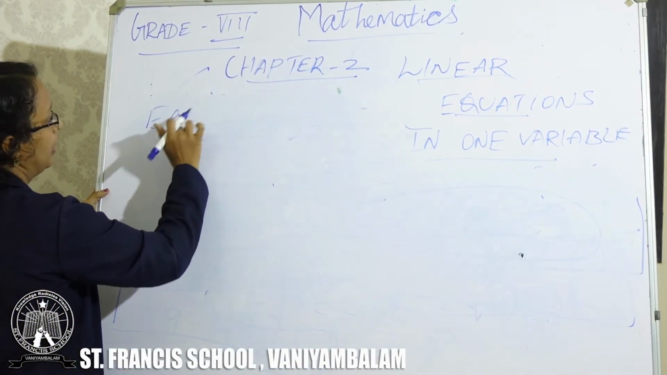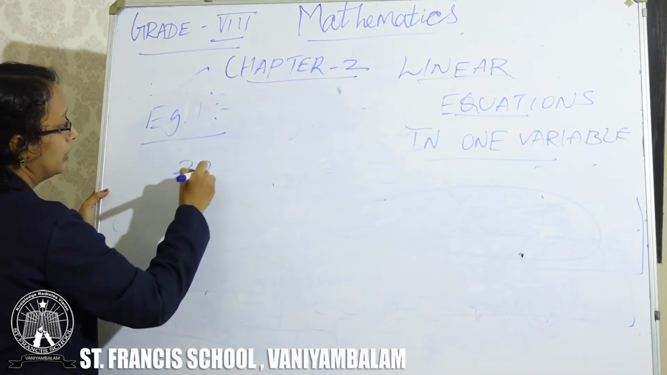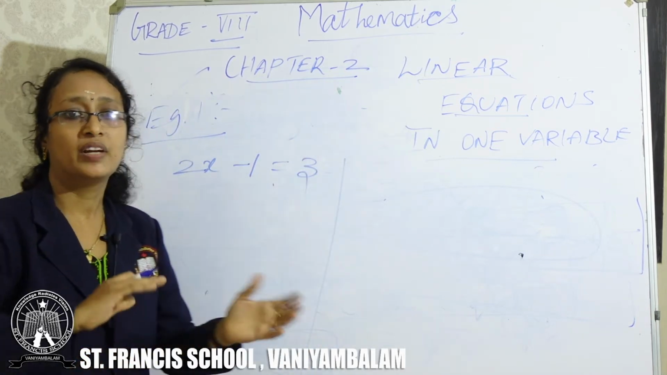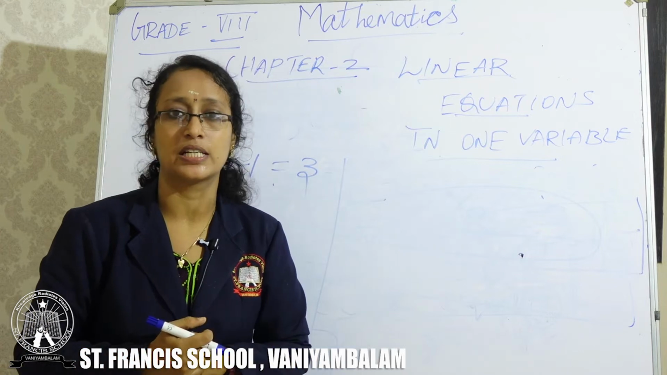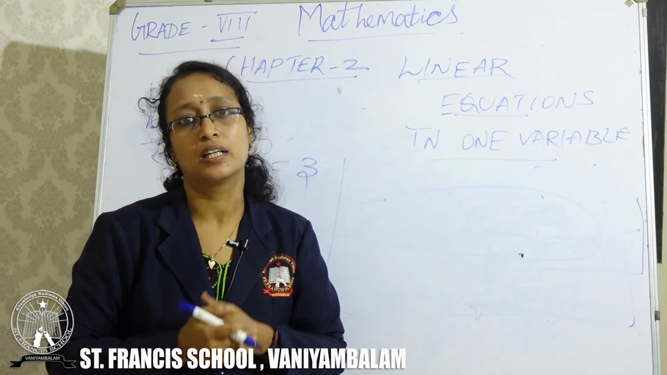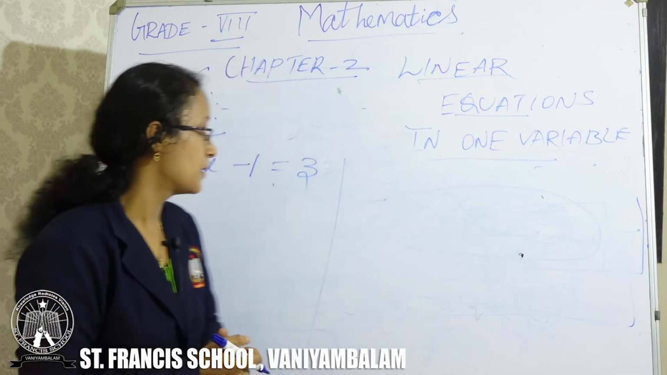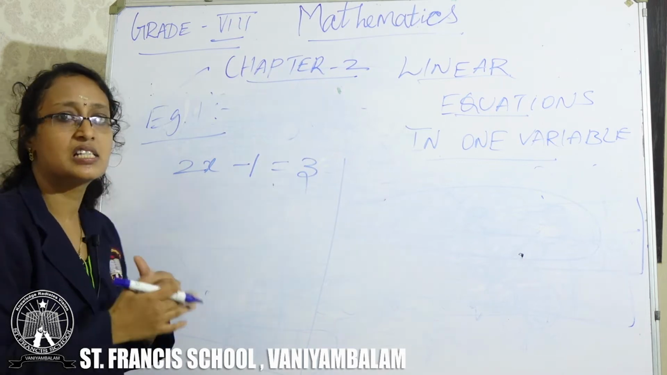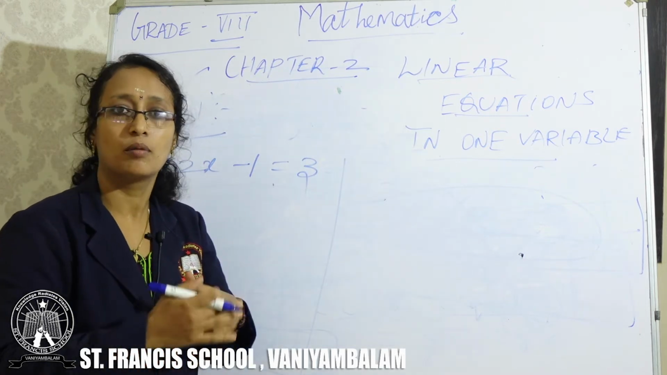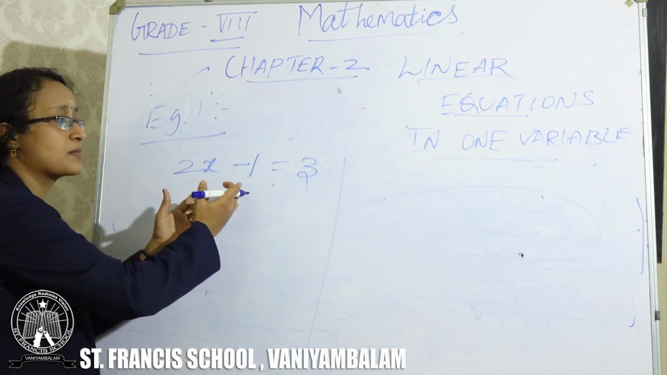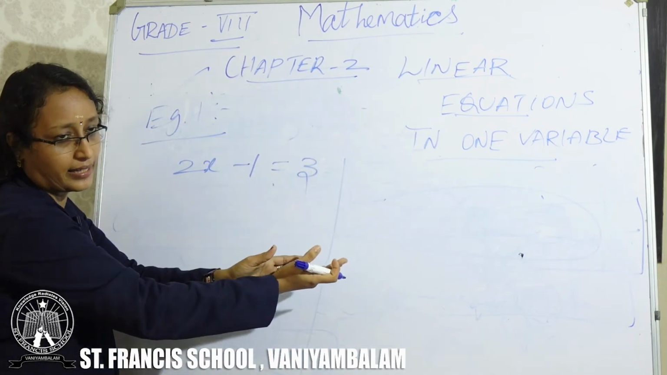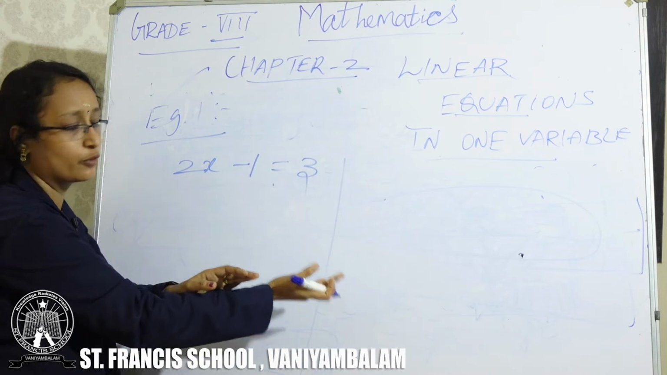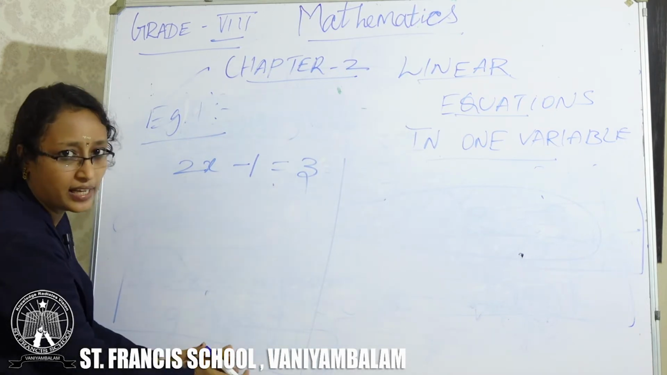Example 1: 2x minus 1 is equal to 3. We can solve this equation in two methods. Do you remember the first step method you learnt in the previous class? One method is the first step method, and the second is the normal way of solving the equation. You take the constant minus 1 to the right hand side. Minus 1, when it goes to the other side, becomes plus 1. So 3 plus 1 is equal to 4. 2x is equal to 4, and you will get the x value.